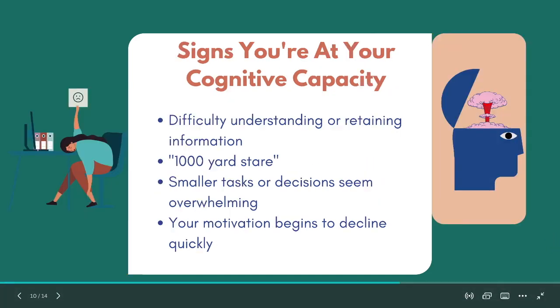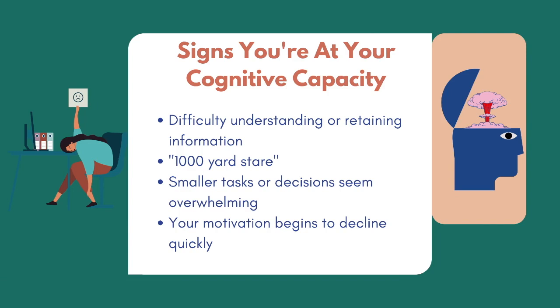So here are some visuals here. You might have felt like this at some point in your studying. You might feel like your brain's exploding. You have so much information in there. Or you might just feel like putting your head down and you are completely physically, mentally exhausted. Signs that you might be at your cognitive capacity and you need to use some of these tips is if you're having difficulty understanding or retaining information. You might just be having too much information overload at once. If that's happening, take a break, regroup, figure out what's going on that's causing you to have such difficulty understanding.